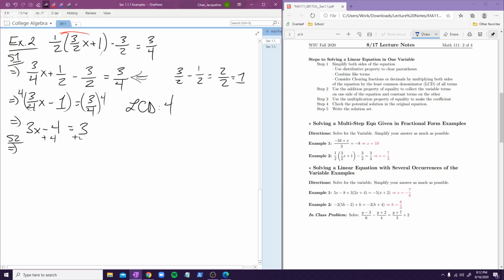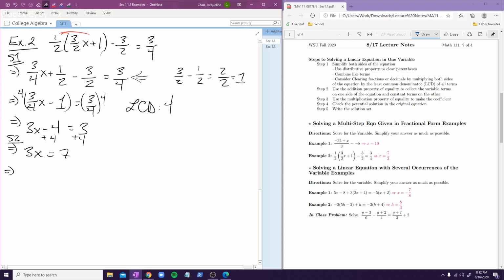So I'm going to add 4 to both sides, and I get 3x is equal to, and then technically I shouldn't have done that, so we have to check this. So -4 plus 4, that's 0, so that we did that right. Right, and then 3 plus 4, that's 7. Right, so in step 3, use the multiplication property of equality to make the coefficient 1 on the variable. Right, so there's a 3 here. Our goal is to make it 1.